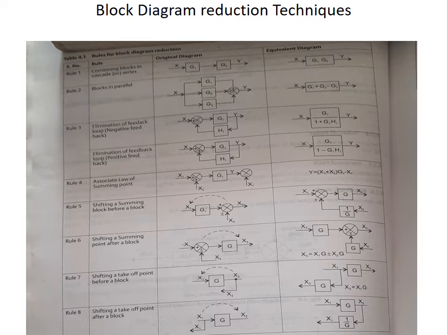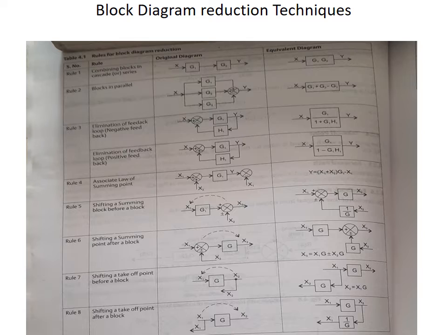The next one is the elimination of the feedback loop. Here you have a forward path and also a feedback path. You have to combine both blocks and then find the transfer function. Two possibilities are there, and accordingly your final gains change.